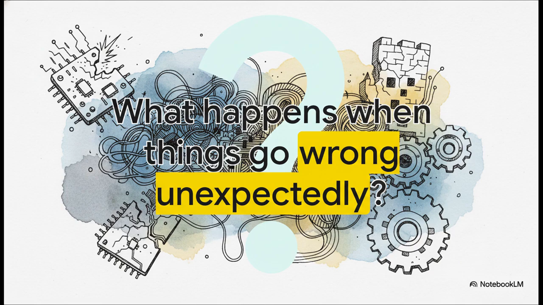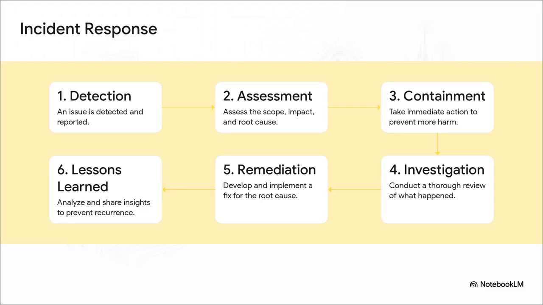But what about when things go wrong out of the blue? What do you do when your model starts spitting out completely bizarre results? Or worse, a security flaw is found? That's when you'd better have a rock-solid incident response plan ready to go. A really solid response plan follows these 7 steps. You detect it, you assess it, you contain it to stop the bleeding.